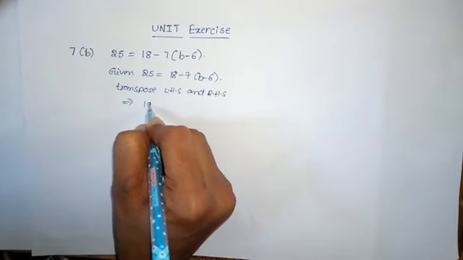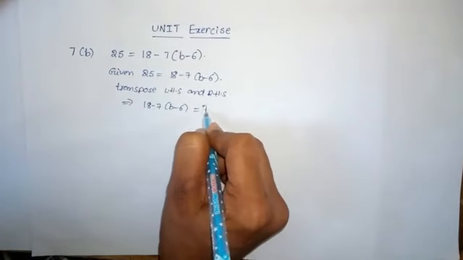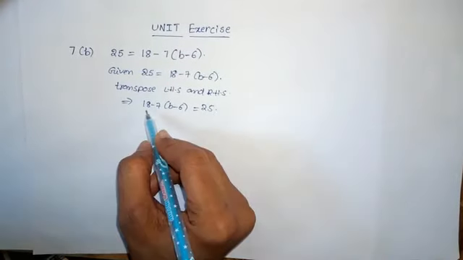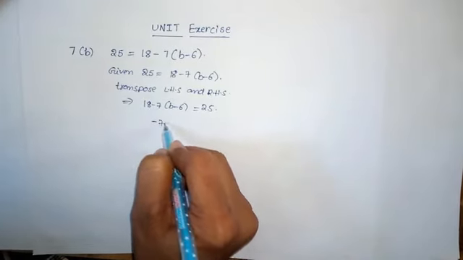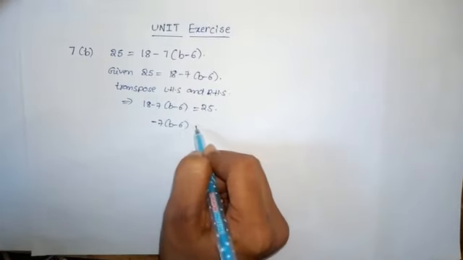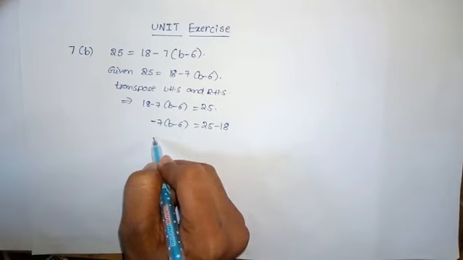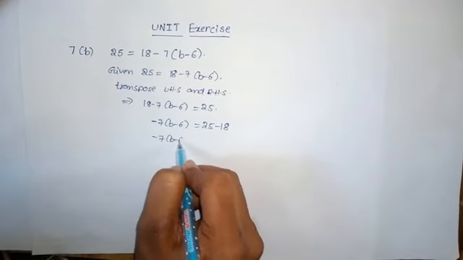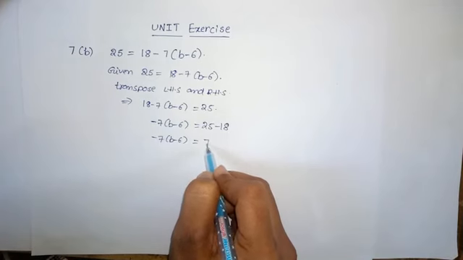So 18 minus 7 into (B minus 6) is equal to 25. Now 18 transposes to the right side and becomes minus 18. So minus 7 into (B minus 6) is equal to 25 minus 18, which becomes 7.